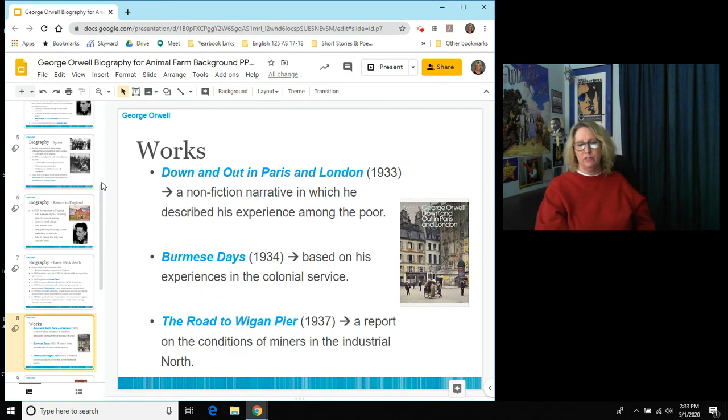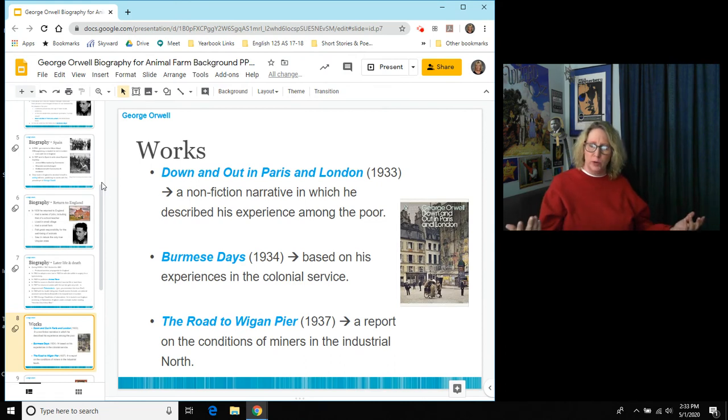So here are some of his works. He wrote Down and Out in Paris and London in 1933. It's a nonfiction work. He describes his experiences among the poor. I will admit I've only read parts of it, and I was fascinated. I thought, wow, can you imagine someone really wanting to find out what it was like to be poor and you become a tramp?